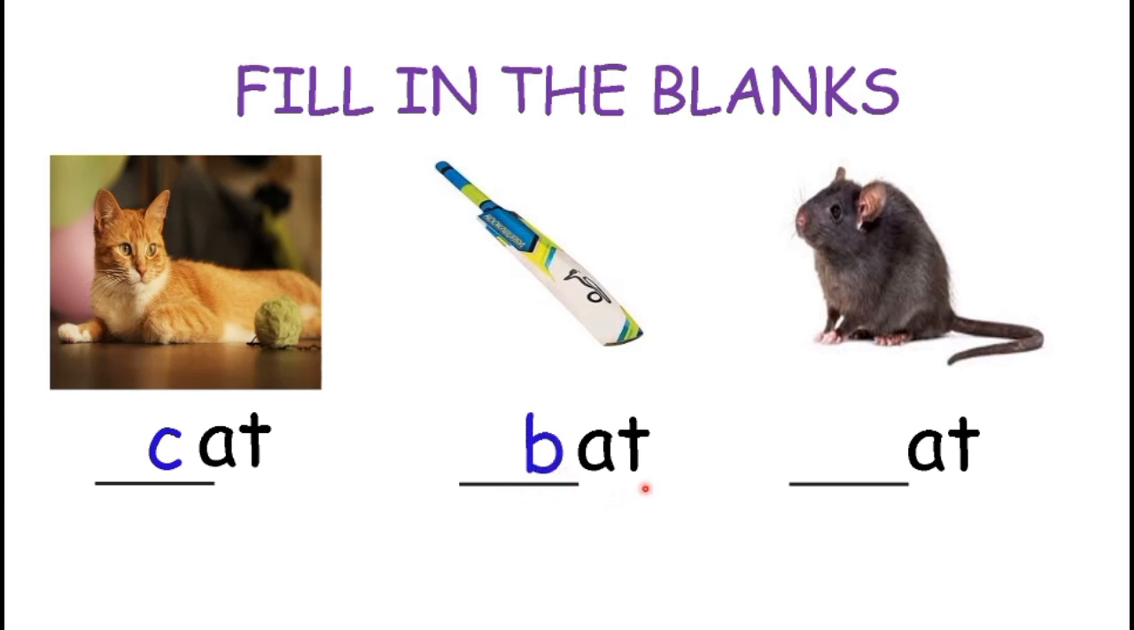Ba at bat. Very good. And here this is rat. And at is already here. So we have to put r before at. Now it's completed. At rat. Very good.